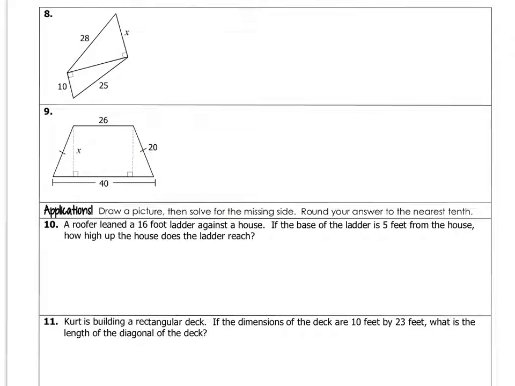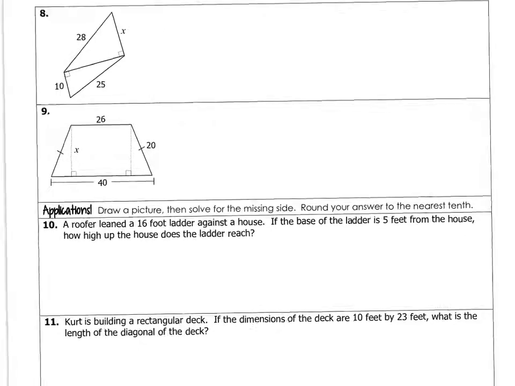Okay, now let's look at some application problems. Please make sure that you finish all the questions that I'm not demonstrating. They're fairly similar. Some of them take an extra step, but they're not hard. So make sure you finish those, and then let's look at number 10. A roofer leaned a 16-foot ladder against a house. If the base of the ladder is 5 feet away from the house, how high up the house does the ladder reach? So let me move this up a little.